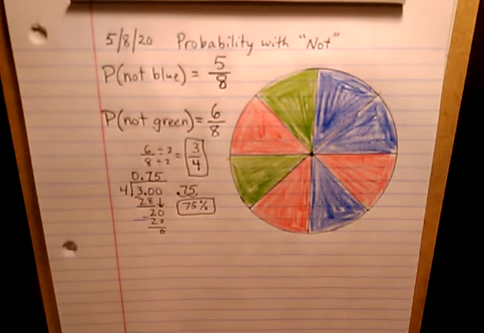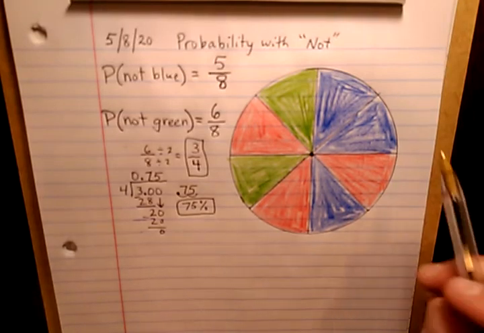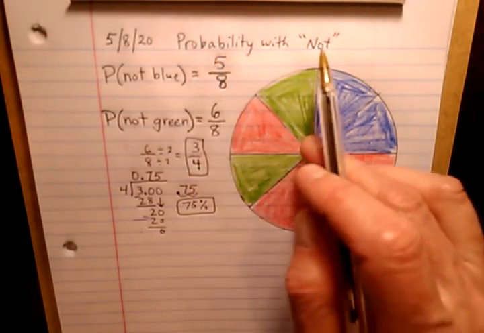Okay, I'm going to give you a Google form to check for your understanding. And all of the questions on the Google form are questions of probability with not.